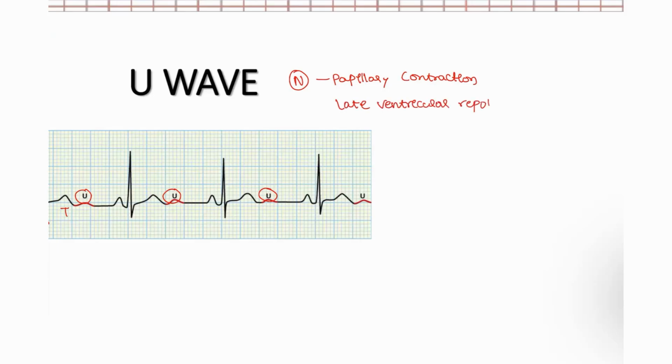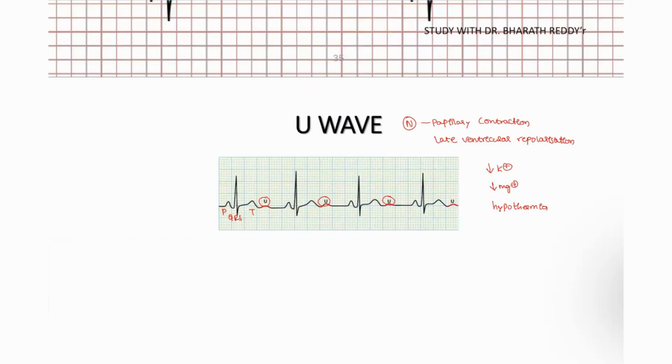Okay, first thing that you have to remember, it can be seen in abnormal conditions also. For example, it is seen in low potassium, low magnesium, and hypothermia. It is also seen in patients with low potassium, low magnesium, and hypothermia. And what is the treatment? Supportive treatment is given for this patient.